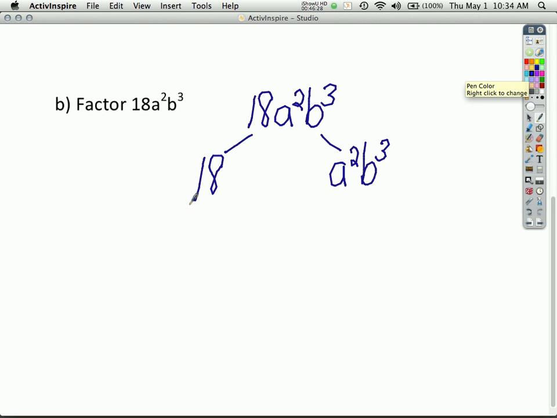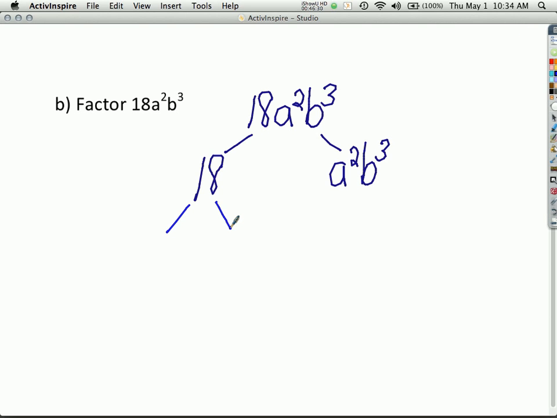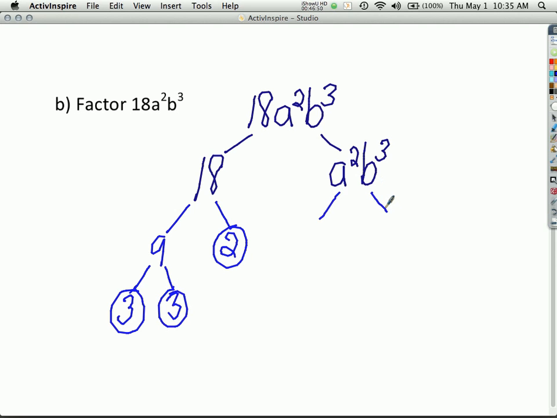Start with the 18. It should be pretty basic at this point. What's a factor pair for 18? George? 9 times 2. 2 is prime, 9 is not. That can be split into a 3 times a 3. That's prime, that's prime. Well, what about the a squared b to the third? What should I split that into? Angela? Yeah, a squared should be one branch, b cubed should be the other branch.